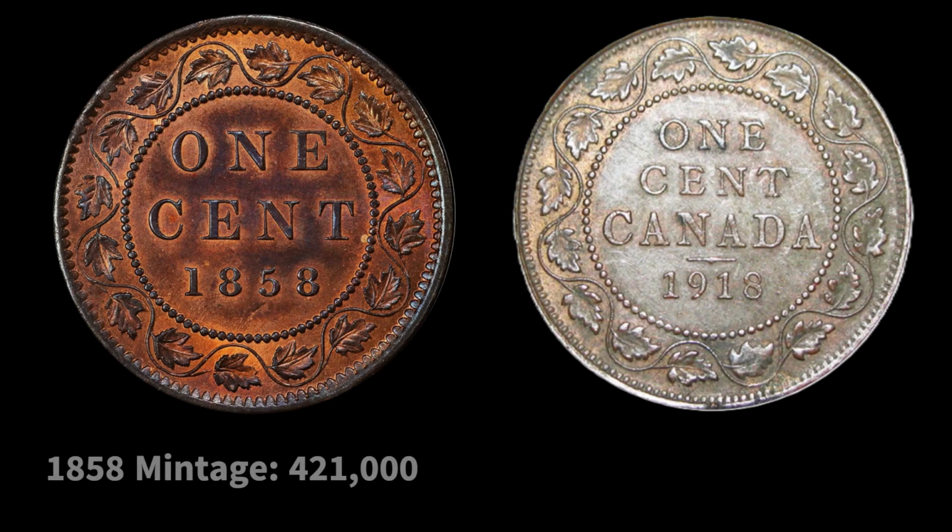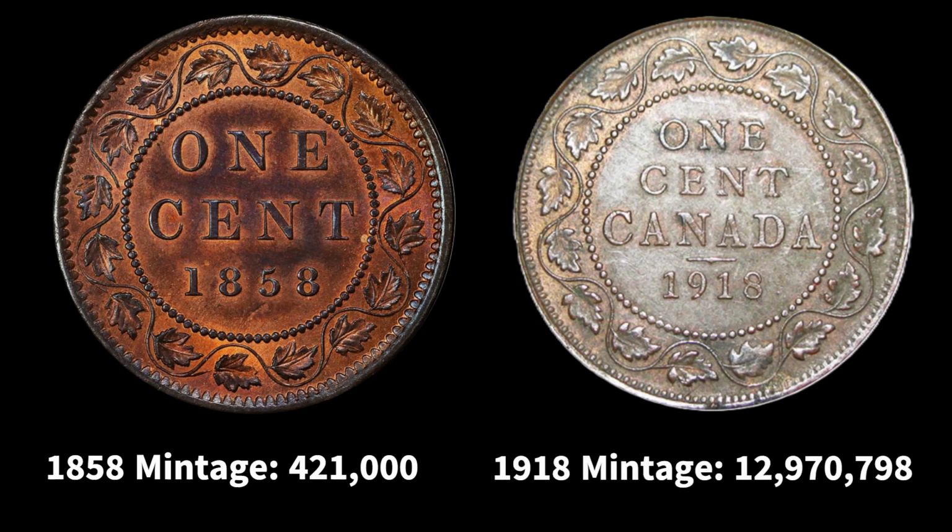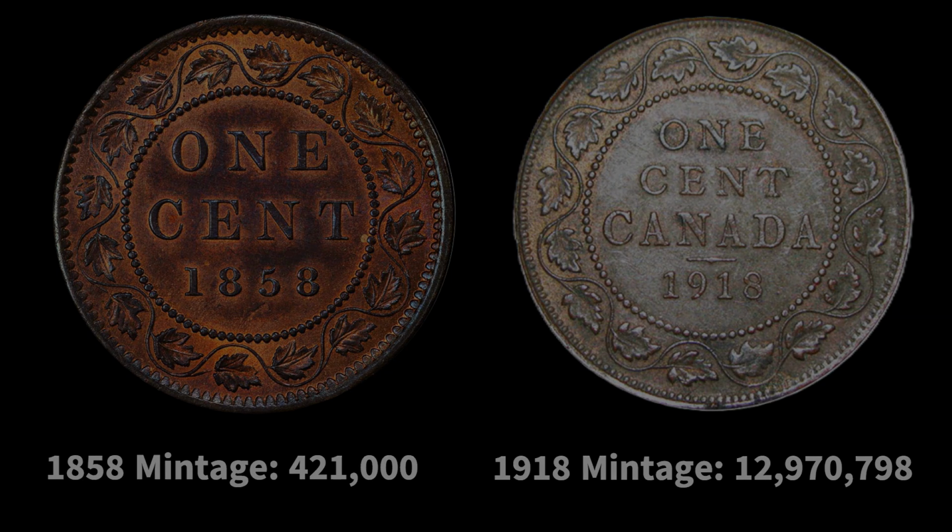The lowest mintage occurred in 1858, with just 421,000 coins struck. In contrast, the highest mintage was in 1918, with nearly 13 million coins produced. These coins are popular among collectors due to their variety, interesting design changes, and relatively affordable price point, especially compared to other historical Canadian coins.